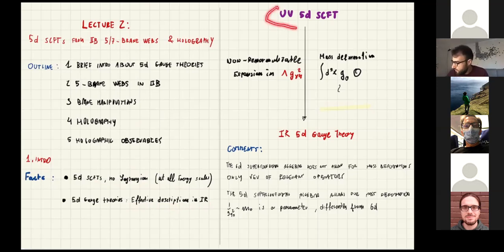So for example, we can have a UV CFT, and in 5D, we can deform this UV 5D CFT to go to an infrared description. The infrared description can be a 5-dimensional gauge theory. So the deformation will look like this: an operator with a coupling. And at low energy, this deformation is basically the following, if we want to have a gauge theory description in the infrared.